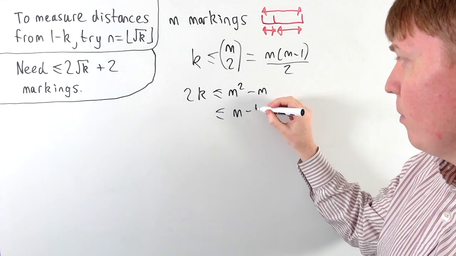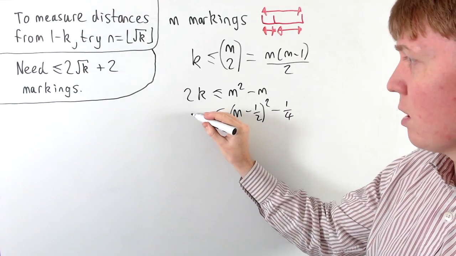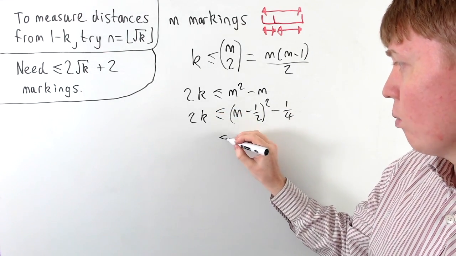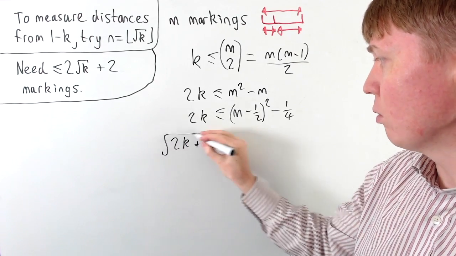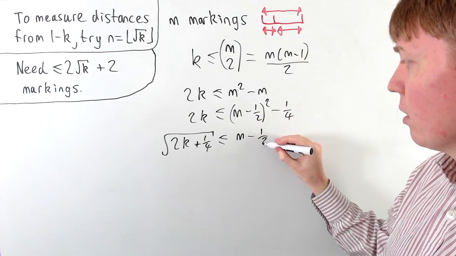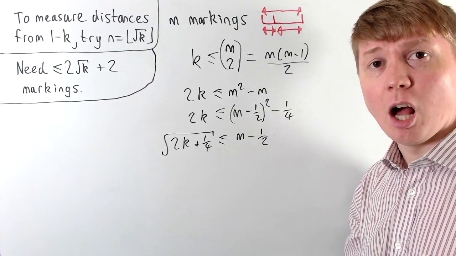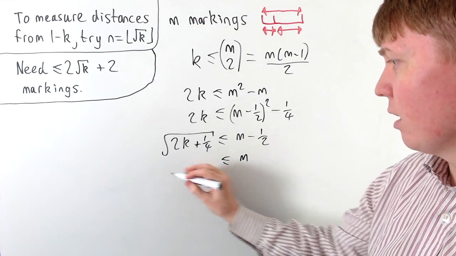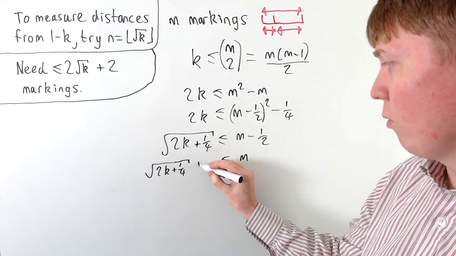So we get m minus a half all squared minus a quarter, like this, is now greater than or equal to 2k. And if we add a quarter and we'll take square roots on both sides, we get 2k plus a quarter has got to be less than or equal to the square root of m minus a half all squared. So we get m minus a half because this is going to be the positive root, because m is greater than a half here. So then we can just add a half to both sides. We get m is greater than or equal to root 2k plus a quarter, all in the square root, plus a half.